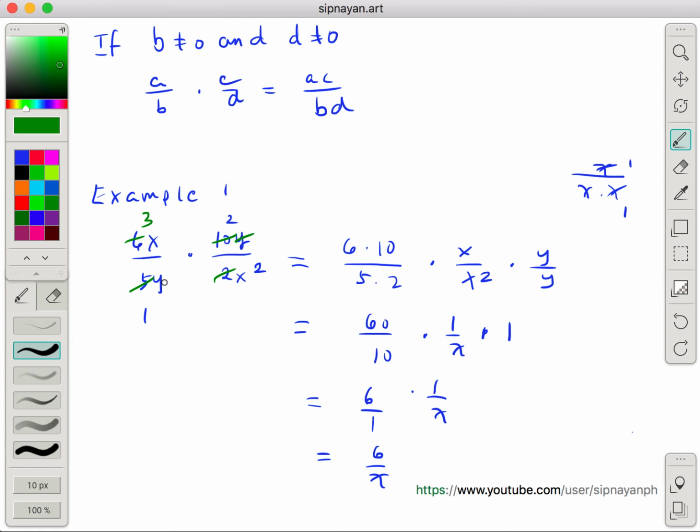Then the y cancels. It becomes 1. Sorry. Then the x cancels too. Okay, so it becomes 6 over x.